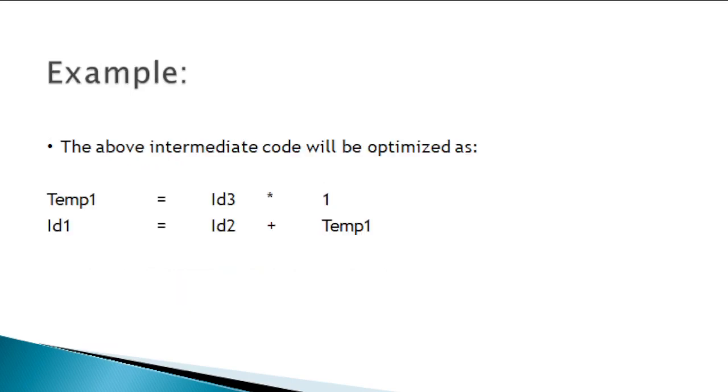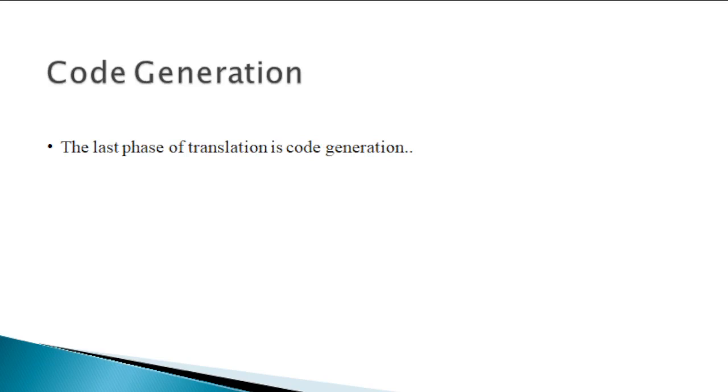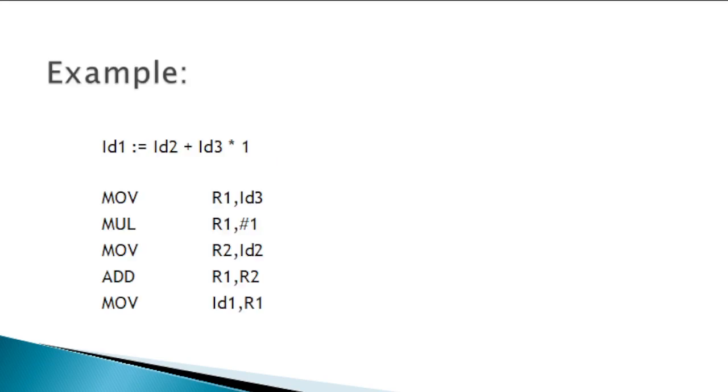This is the code optimization based on our example. The total amount of code will be less after code optimization. Then the next phase is the final target code representation. This is the final translation of source code to binary code. This is the target code based on our example: identifier 1 equal to identifier 2 plus identifier 3 into 1. Based on this example, the final target code is machine code.